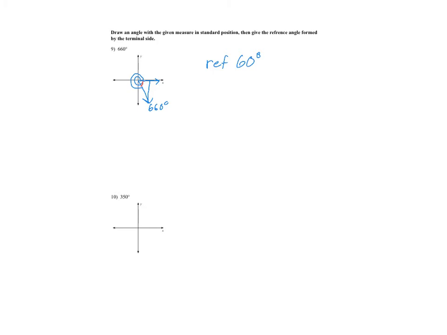On this guy, it's 350, again, positive. So our initial side, because it's standard position, will always be the positive x-axis. Since it's positive, it's rotating counterclockwise. 350 is 10 degrees less than 1 full revolution. So we would go here, counterclockwise, 10 degrees less. And again, 1 full revolution is 360. So the reference angle formed here would be 10 degrees.